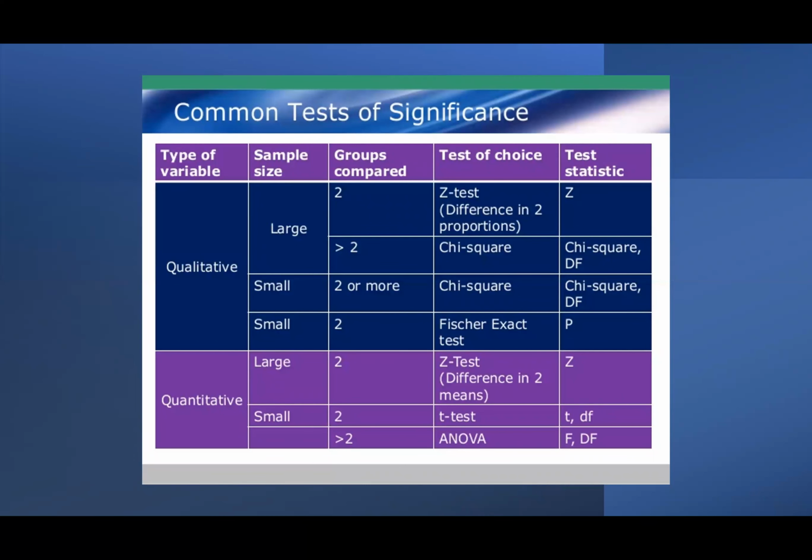These are the common tests of significance, according to the type of variable, qualitative or quantitative, and the sample size. When the sample size is large and the groups compared are two or more than two, the tests of choice are the Z test for difference in two proportions and chi-square as the test statistic. When it is small, with two or more groups, the chi-square coefficient or exact test. In the case of quantitative data, when the sample is large, the Z test for difference in two means is used, and when it is small, the T test, and ANOVA is used. I will describe the Z test and T test in my next presentation.